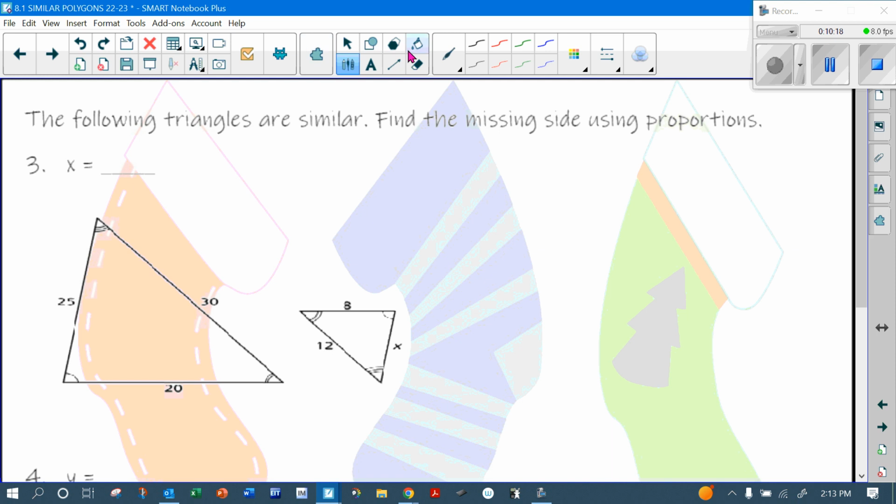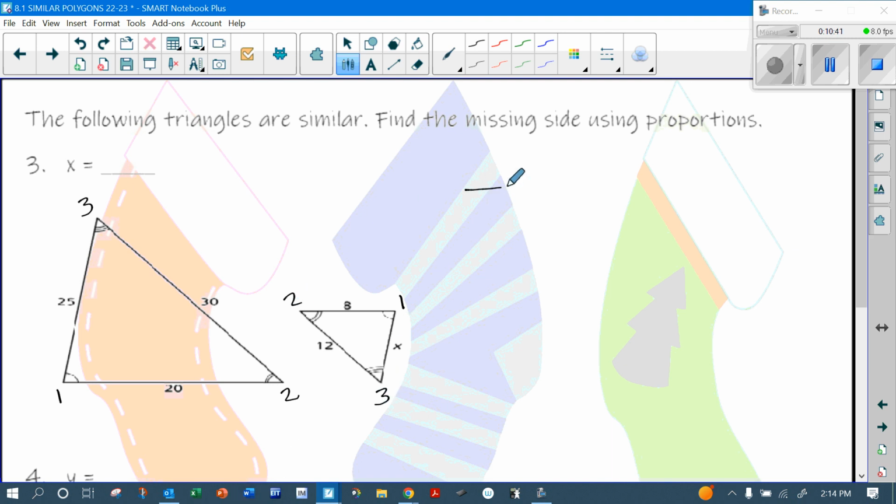The following triangles are similar. Find the missing side using proportions. This time they're not telling you like triangle DEF and all that, but I do see that this has 1 tick mark, this one has 2 tick marks, and this one is going to be my 3. So this has 1, this has 2, so this is my 3.